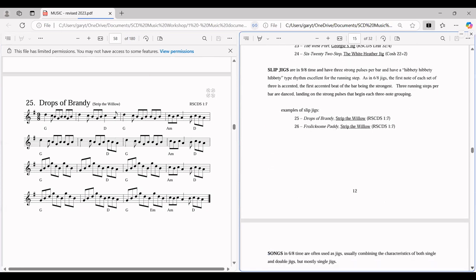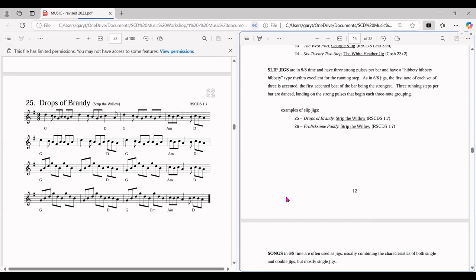Not keeping up on my second page here. So let's hear the first 8 bars of number 25, please. Ready, and. 1, 2, 3, 1, 2, 3, 1, 2, 3.